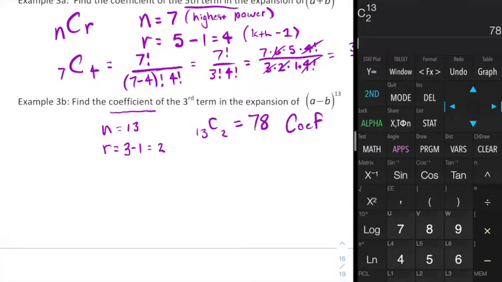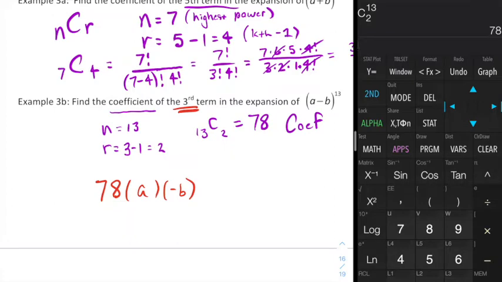Okay, so now I'm going to do a little bit of an extension here. I'm going to show you guys also how to find the specific full term, because sometimes they'll ask you for that in these. So let's see if we can actually find the full 3rd term, not just the coefficient. So it'll start out kind of like this here. You'll do 78, and then you're going to put your a and negative b.